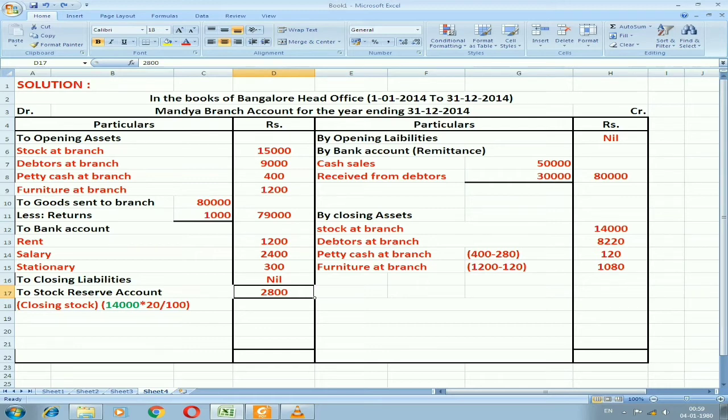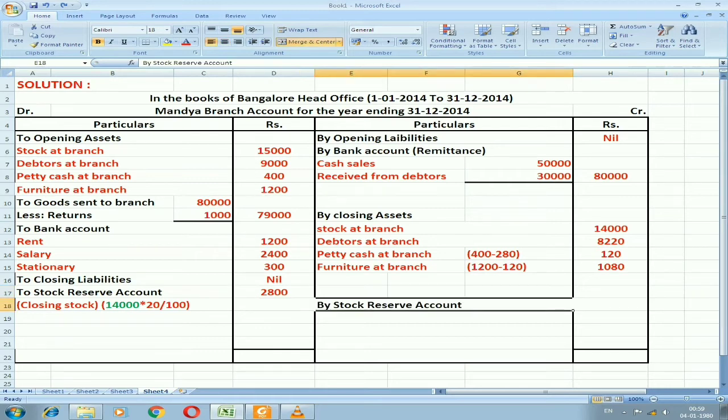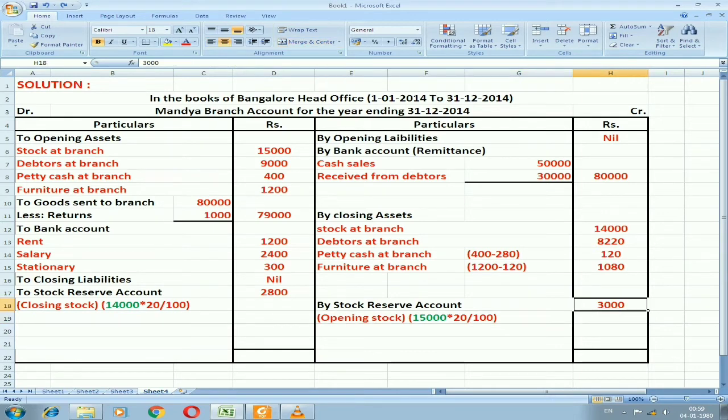Next, the stock reserve account on the credit side. This stock reserve account we are going to take on opening stock. As you can see in the illustration, on opening stock also they have mentioned invoice, which means the invoice value included in that stock, that is 15,000. On that I need to take 20 divided by 100, and I'll get 3,000.